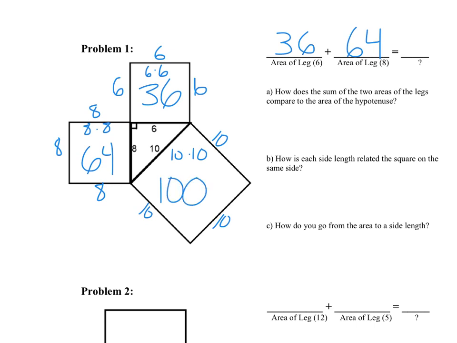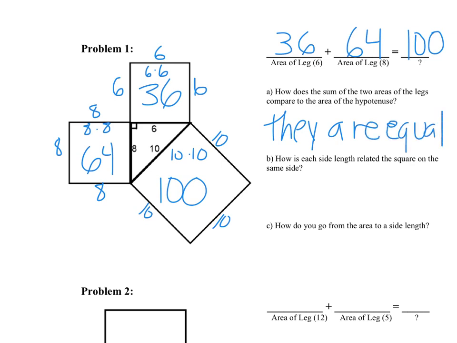When I finish my equation with the blanks, 36 plus 64, that answer in my calculator is 100. So it asks me, again, how does the sum of the two areas of the legs, which are the small squares, compare to the area of the hypotenuse, which is the big square? And I'm going to say they are equal again. When I added the two small squares, I got the number that was in the big square.